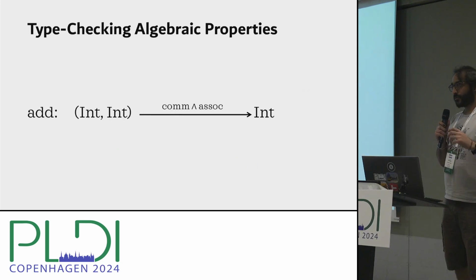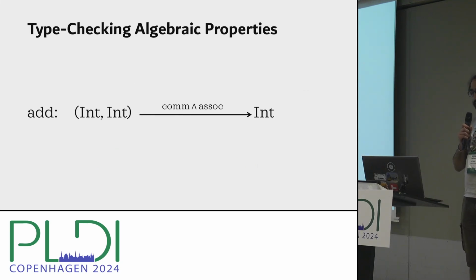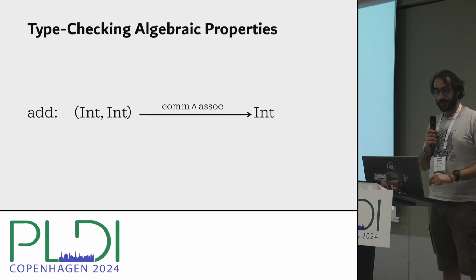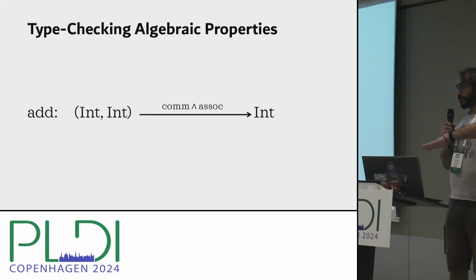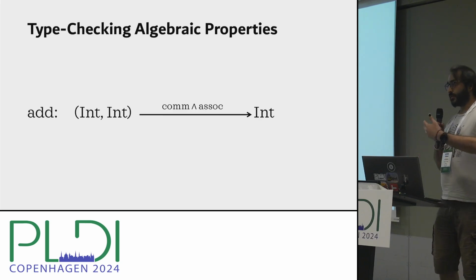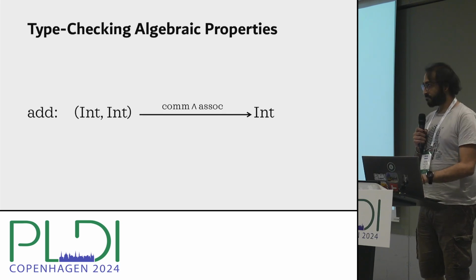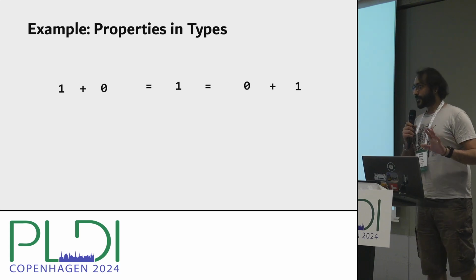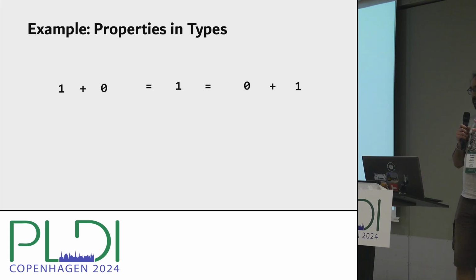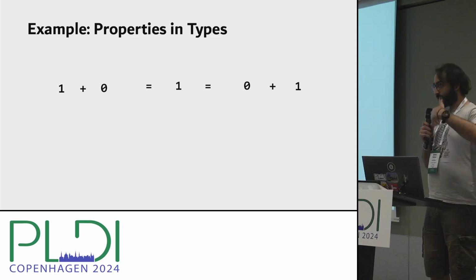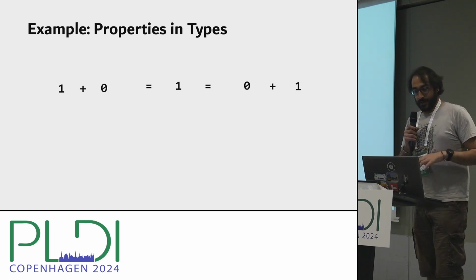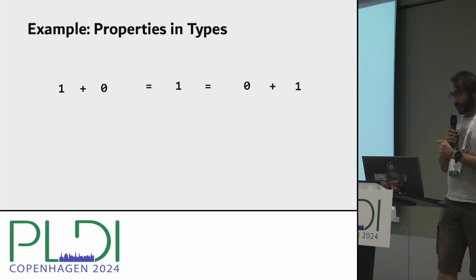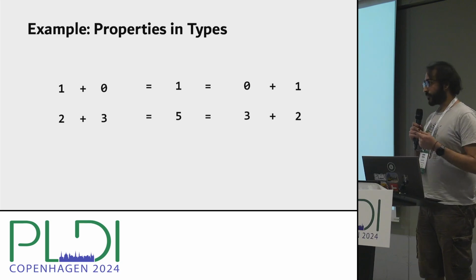Our approach to checking these things is to lift them up to the types, so that just as I say that addition is a binary operation that takes two integers into an integer, now I also say that it's commutative and associative. So far it's just part of types. Just a quick example to show you a flavor of what Propel looks like so that I can get into disequalities is this thing. I hope you all agree 1 plus 0 is 1, which is equal to 0 plus 1. And the same goes for 2 and 3.